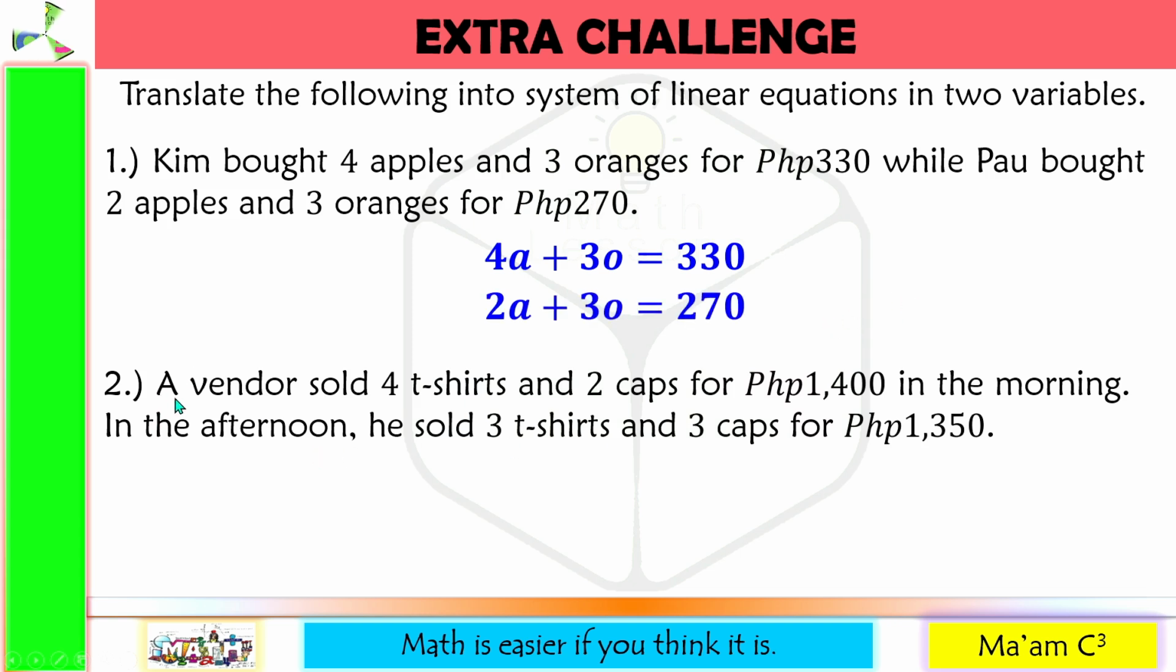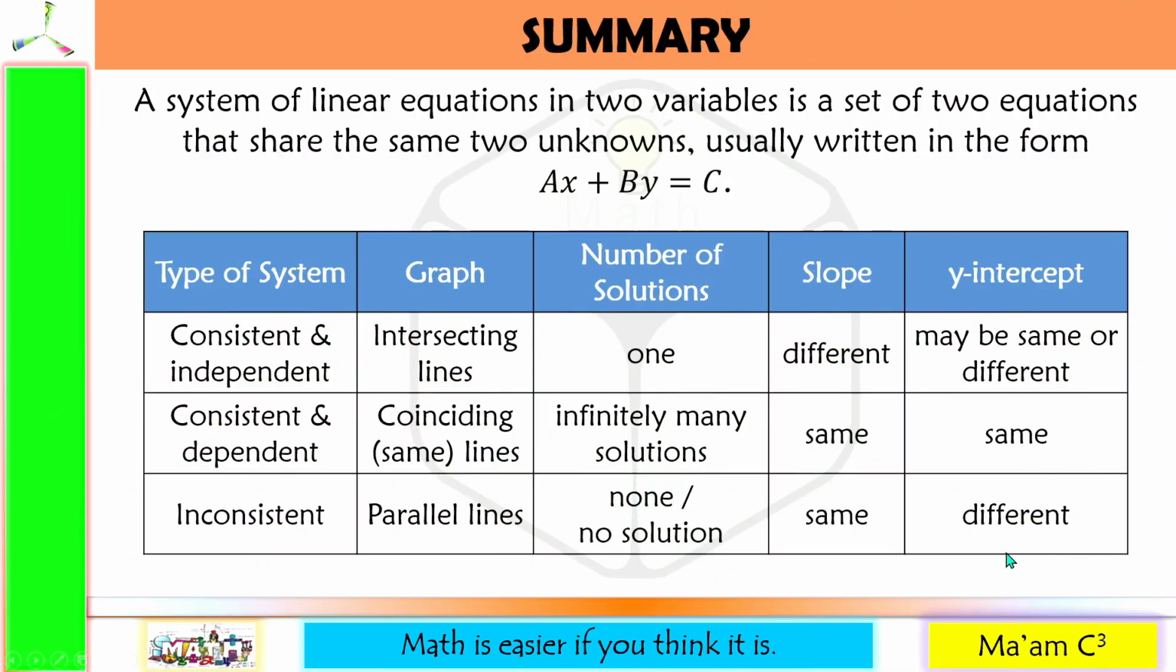Let's have the second one. A vendor sold 4 t-shirts and 2 cups for 1,400 pesos in the morning. In the afternoon, he sold 3 t-shirts and 3 cups for 1,350. Let me use T for t-shirts and C for cups. For the first equation, that would be 4T plus 2C equals 1,400. And the second equation would be 3T plus 3C equals 1,350. For the summary, here are the things that we learned in this lesson.